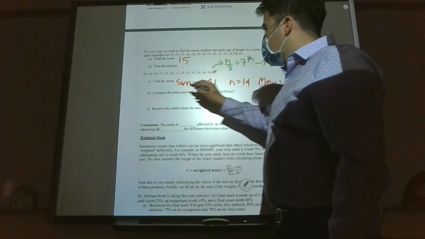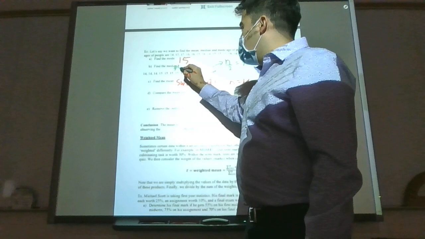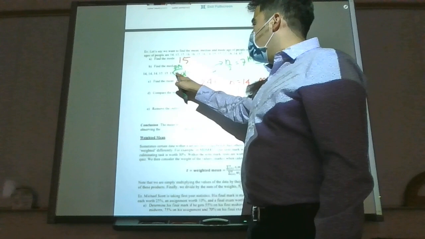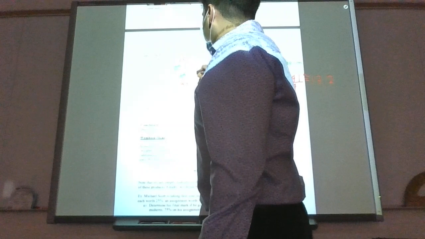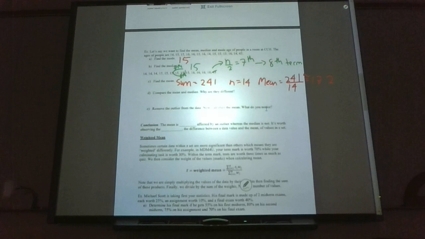So 1, 2, 3, 4, 5, 6, 7. This is the seventh one. And this is the eighth one. So we actually are finding the median between the 15 and the 15. That's actually pretty easy. What's the median between 15 and 15? 15, right? So it's just going to be 15. So notice that I got the same mode, same median. And actually, there are a lot of cases where you end up getting the same one for all three.